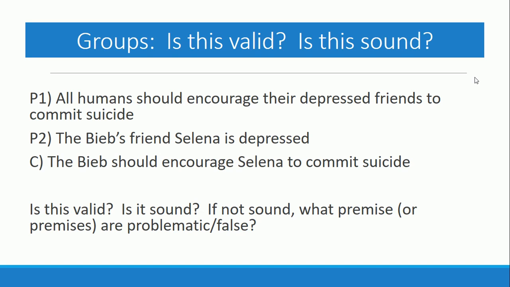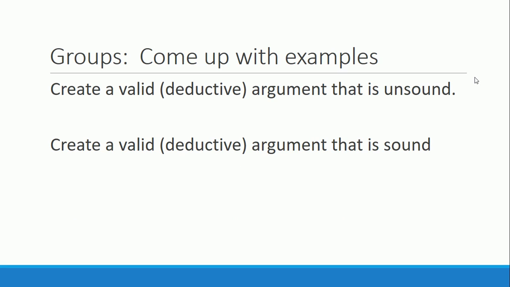All right? So, that seems to be a valid argument. The conclusion does follow from the premises. But is this a sound argument? If not sound, what premise or premises are problematic or false? It's not sound because of premise 1 and premise 2. Well, I don't know if Selena's depressed or not, but at least premise 1 is false. You should not encourage your depressed friends to commit suicide.